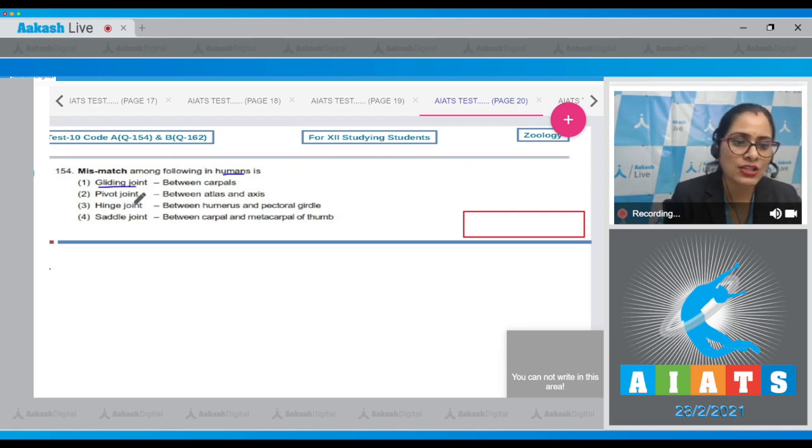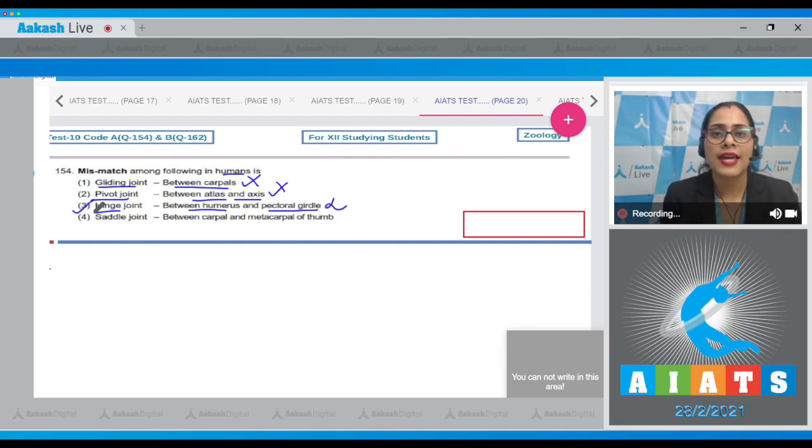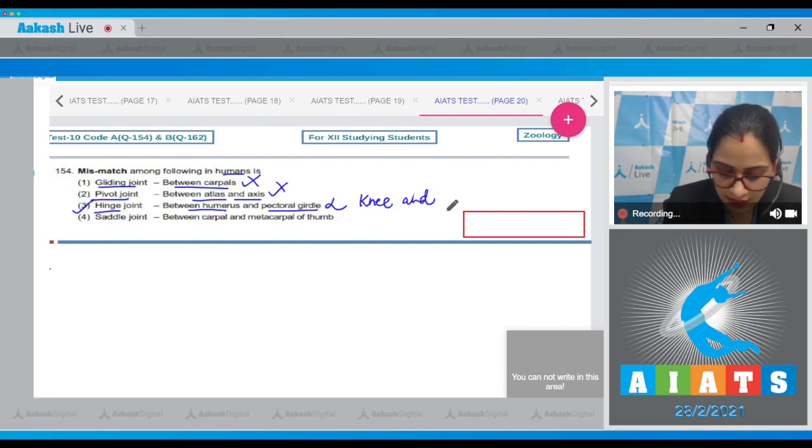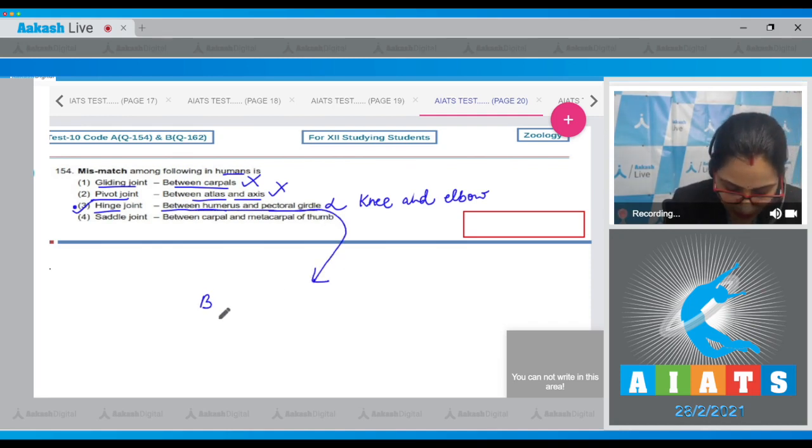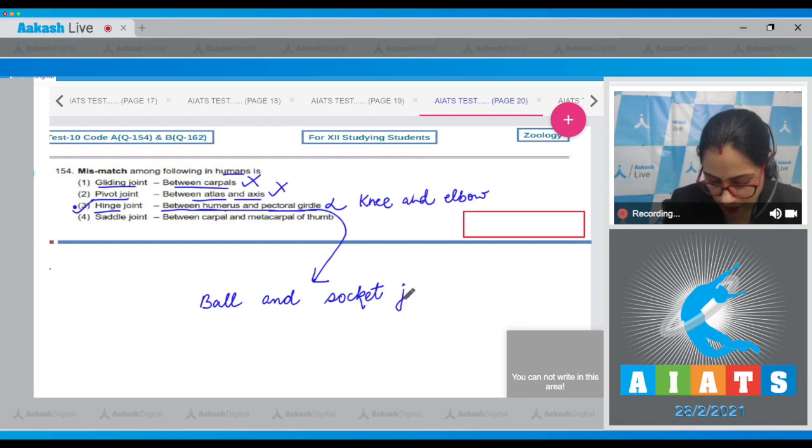The very first match is gliding joint and the match is between carpals. As it is a correct match, this cannot be a correct answer. Second option is pivot joint, which is present between atlas and axis, is also a correct match. So this cannot be a correct answer. Third option, hinge joint, is present between humerus and pectoral girdle, is an incorrect match and is a correct answer to our question. Because hinge joint is present in knee and elbow, whereas ball and socket joint is present between humerus and pectoral girdle.